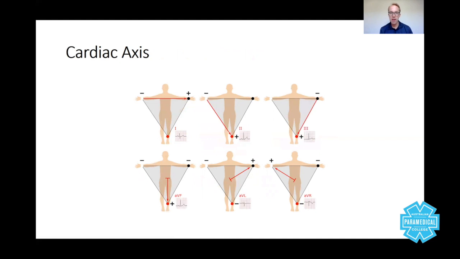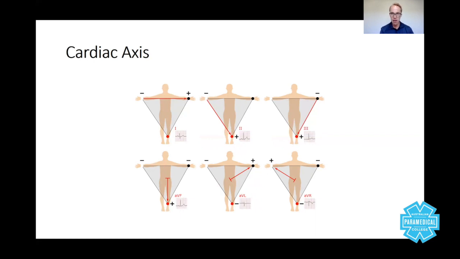Now, to try and make this as simple as possible, I want you to try and think back to your earliest studies of ECGs. If this is the first session you're having, I'm going to do my best to explain as much as I can. The cardiac axis, as I've said, really just refers to the direction of the electricity. Don't make it any more complex than that.